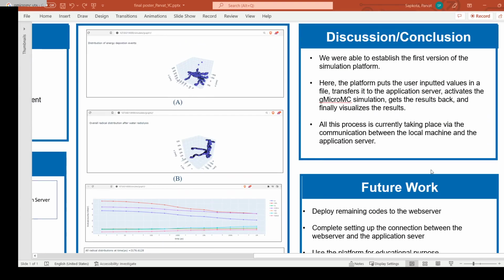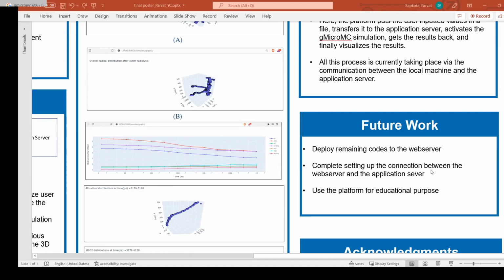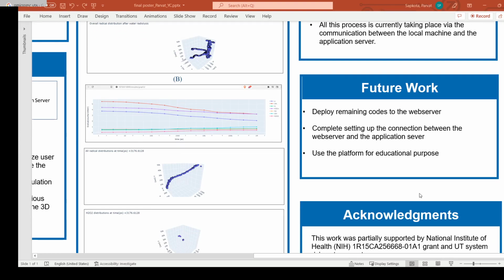So to conclude, we were able to establish the first version of the simulation platform. One important thing to note is that all this process is currently taking place via communication between the local machine and the application server, and not between the web server and the application server. So accordingly, in our future work, we plan to deploy the remaining code to the web server, complete setting up the connection between the web server and the application server, and use the platform for educational purposes.